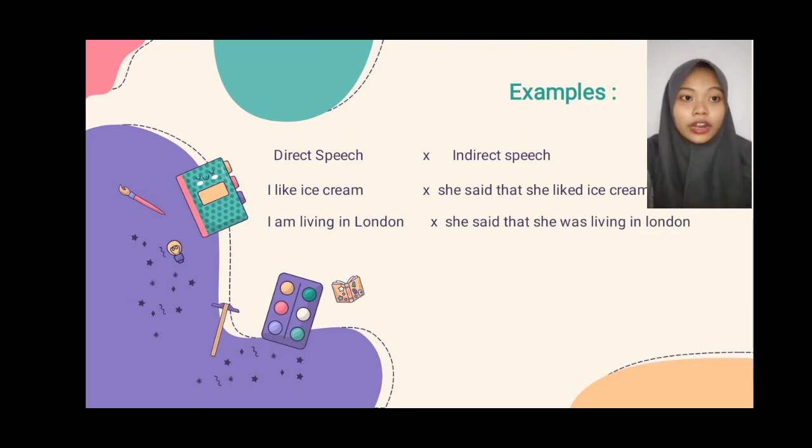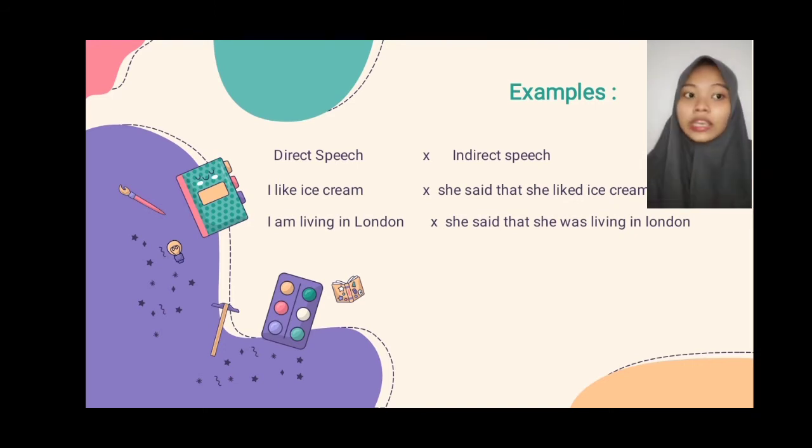For example, direct speech: I like ice cream. Into indirect speech: she said that she liked ice cream. I like ice cream is using simple present tense. If we change it to simple past, the verb 1 in simple present, like, becomes liked, verb 2 in simple past. So I like ice cream becomes, she said that she liked ice cream.